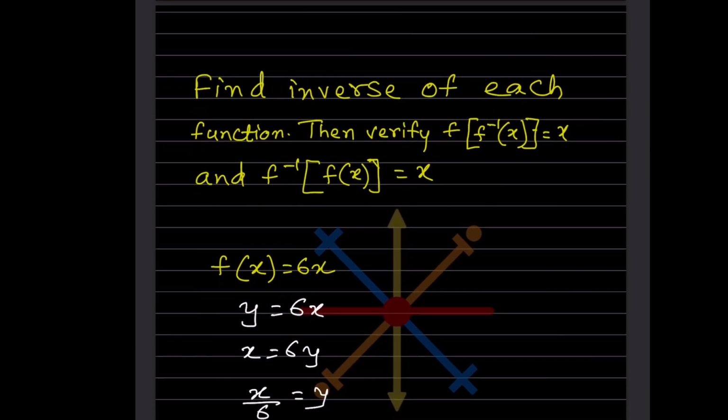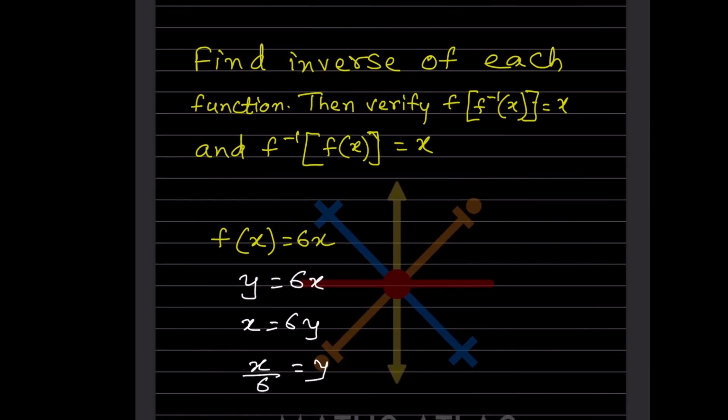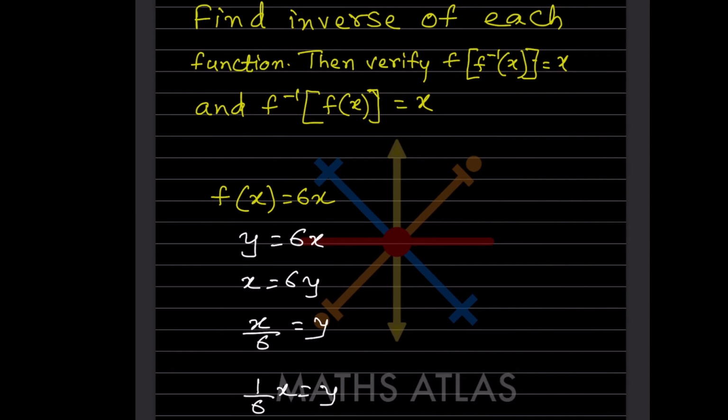Now the next question is: find inverse of each function, then verify f of f inverse x is x and f inverse f of x is x. So now this is the function given. So this f of x, whenever you see, that is y. So y is 6x over there. So when you take the inverse, wherever there is y, we put x and wherever x, we put y. So you have to interchange this one. So this is going to be y.